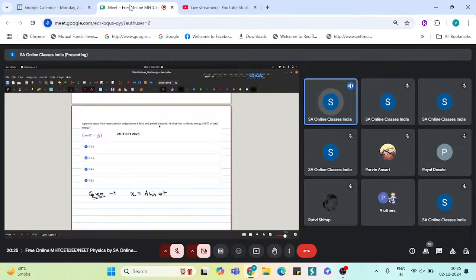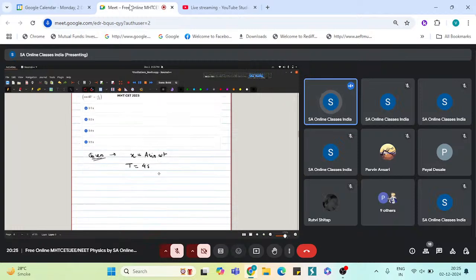And performs SHM with a period of 4 seconds. So T is going to be 4 seconds. They ask at what times kinetic energy is 50% of the total energy. So we saw today itself the kinetic energy. I will just use the same notation. Kinetic energy is equal to half k (a square minus x square), and the total energy is equal to half k a square.